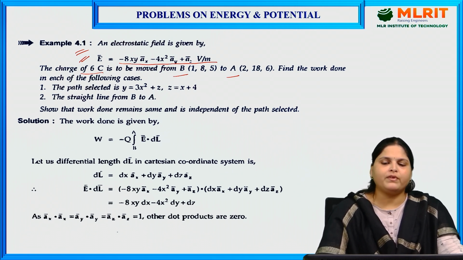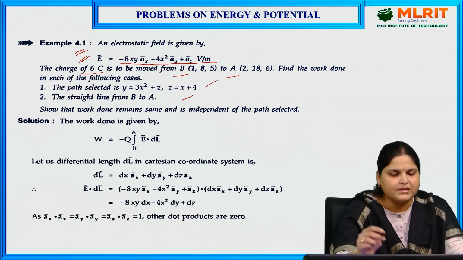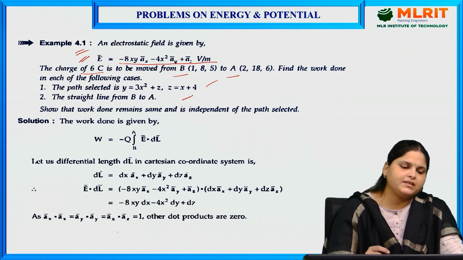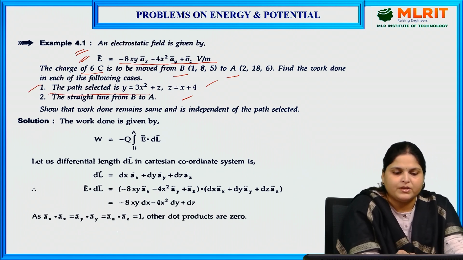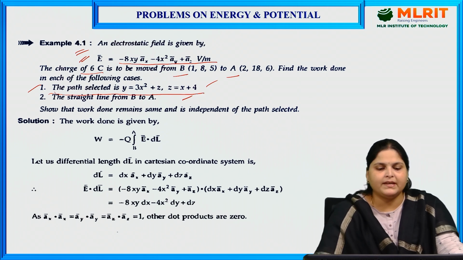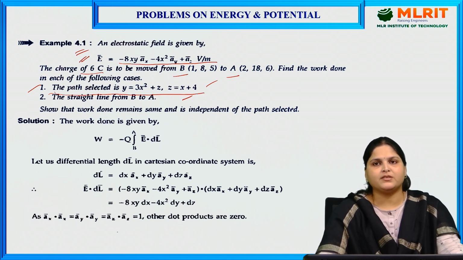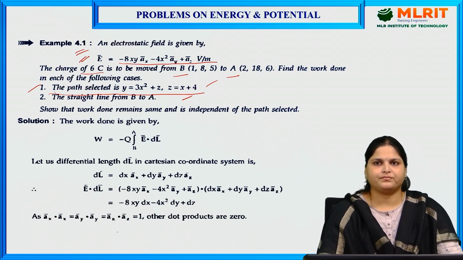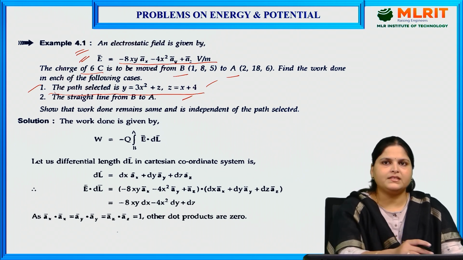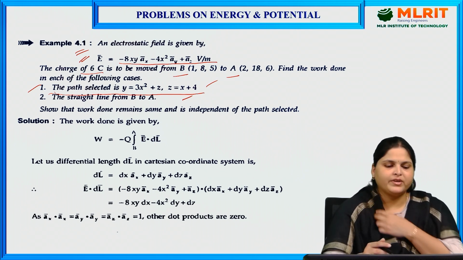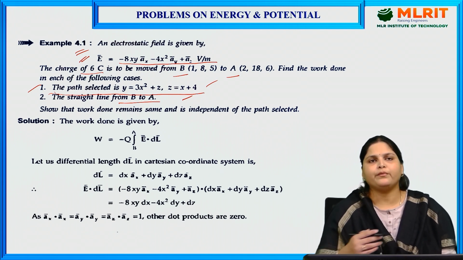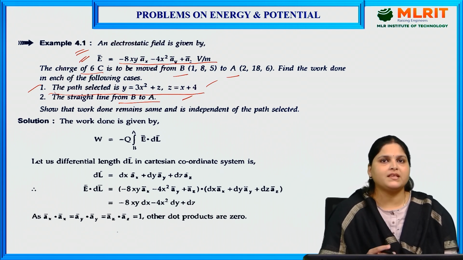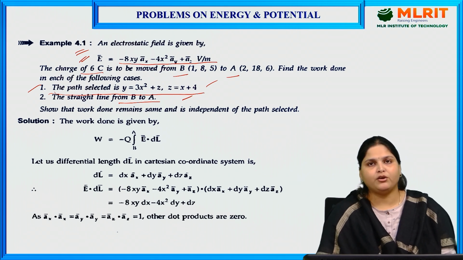Here we need to find out the work done in the two following cases. The first case is, the path selected is y is equal to 3x square plus z and z is equal to x plus 4, given. And the second case is the straight line from B to A. Here we need to show that the work done remains the same and is independent of the path selected.